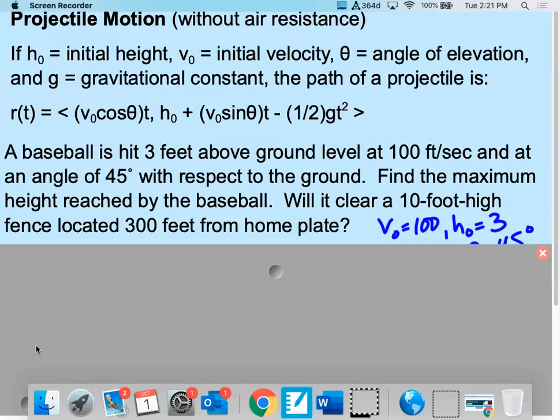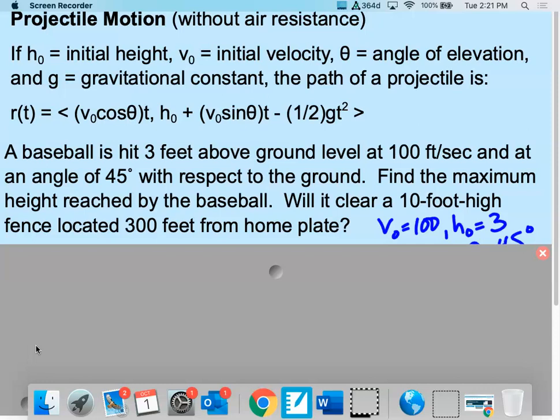The first thing I have written here is all of the initial information you can glean from what you're given in the problem. So the first thing I would say is, what is your initial height? 3, right? So your h sub 0 is 3. Do you know your initial velocity? 100 feet per second. We're in feet here. Sorry, it's not meters. There will be some problems in meters and some problems in feet. In this case, it's feet.